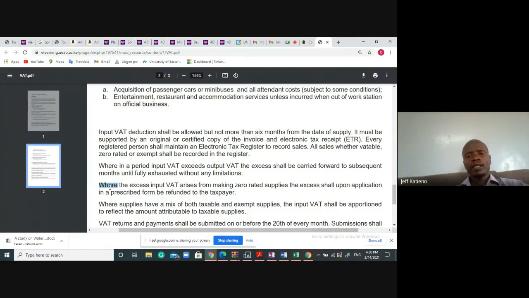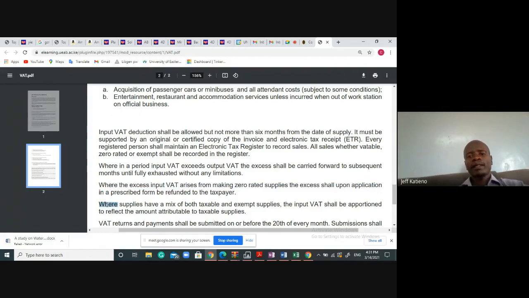Where the excess input VAT arises from making zero-rated supplies, the excess shall, upon application in a prescribed form, be refunded to the taxpayer. Yeah, so this one I didn't discuss. So basically, if the excess is due to zero-rated supplies, then you can be refunded. But if the excess is just because normal standard input tax is more than standard output tax, then you're expected to bide your time and claim in the next period. But if it's due to making zero-rated supplies, then you can claim.